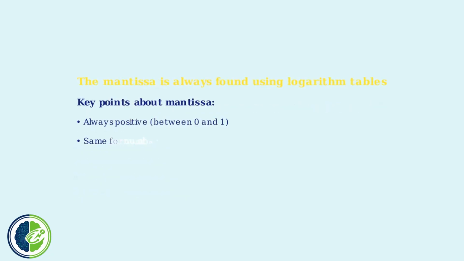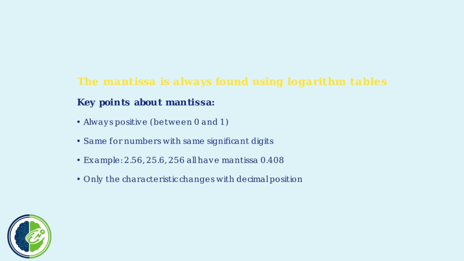The mantissa is always found using logarithm tables and has several important properties. It's always positive between 0 and 1 and remains the same for numbers with the same significant digits. For example, 2.56, 25.6, and 256 all have the same mantissa of 0.408, but different characteristics.